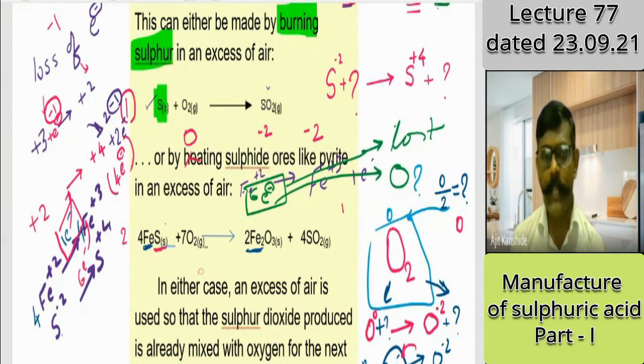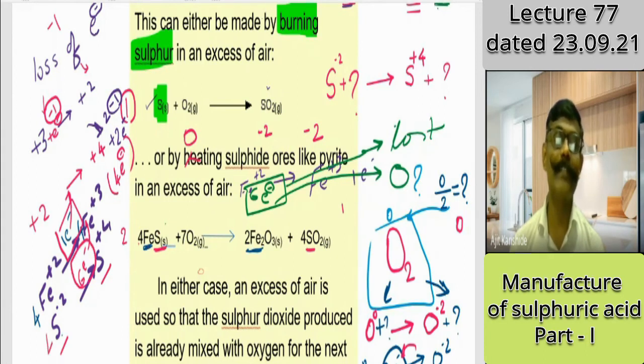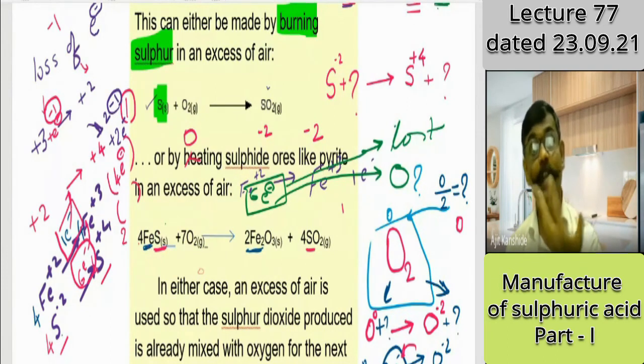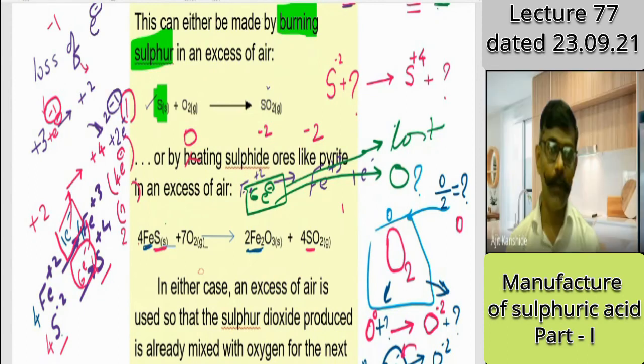How many sulfurs are there on the left side? 4. How many sulfurs are there on the right side? 4. Sulfide converts to S plus 4. S minus 2 converts to S plus 4. 1 S minus 2 is responsible for 6 electrons. I am with 4 S minus 2 going to 4 S plus 4, so it's a game of how many electrons? 1 sulfide means 6 electrons. Now I am with 4 sulfide, a game of how many electrons? 24 electrons.